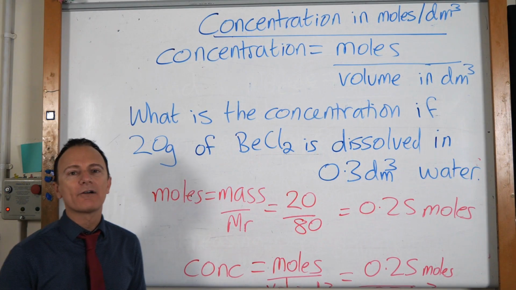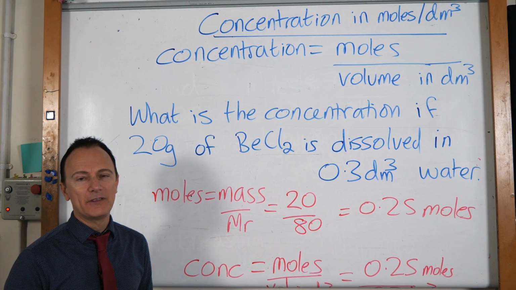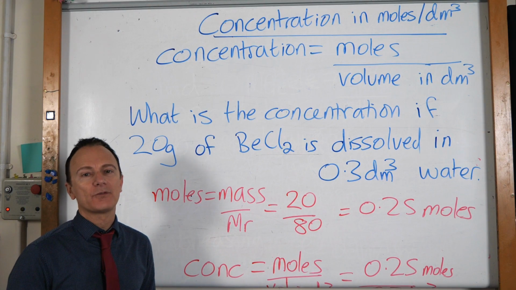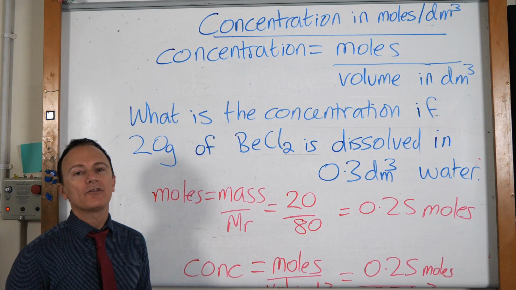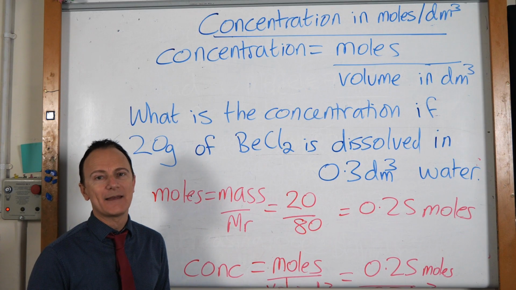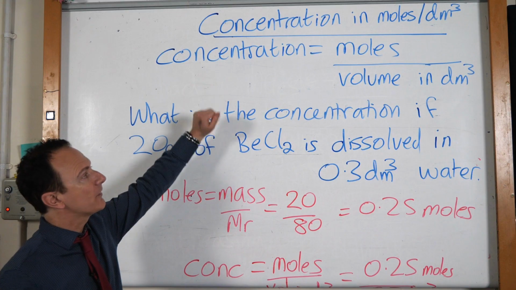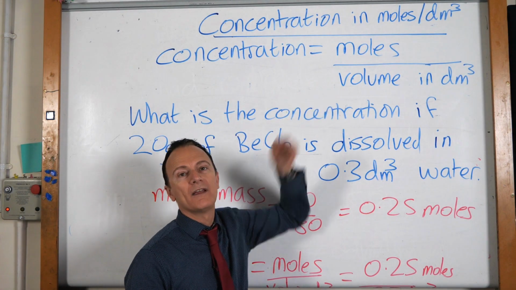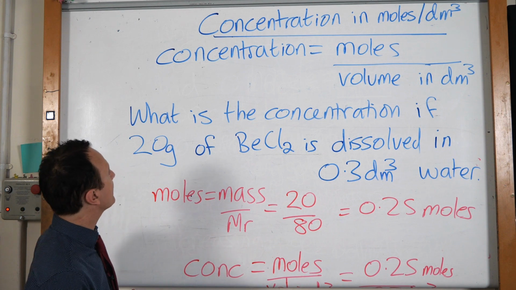I'm now going to show you how to work out the concentration of a solution in moles per dm cubed. We've already come across how to work it out in grams per dm cubed, where we use the formula concentration is mass in grams divided by volume in dm cubed. There's a lot of similarities here. Concentration this time is moles divided by volume in dm cubed. So let's look at an example.